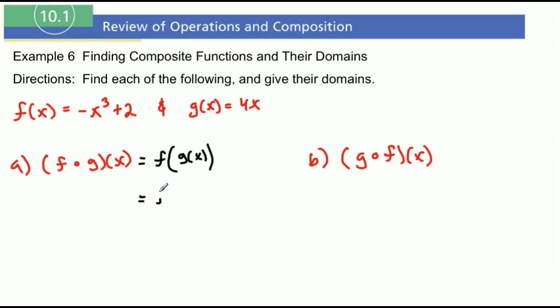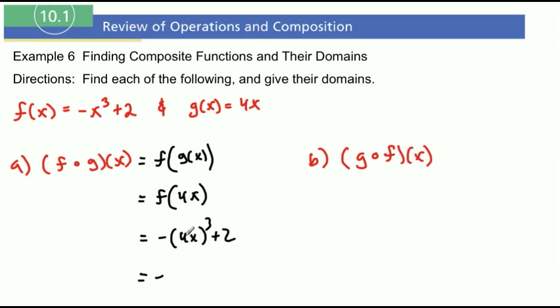replace g of x with 4x. All right, and now what we're going to do is replace both of these x values with 4x. So I did it for the first one. Now I can replace that with that guy right there. So f of 4x is actually negative 4x cubed plus 2.